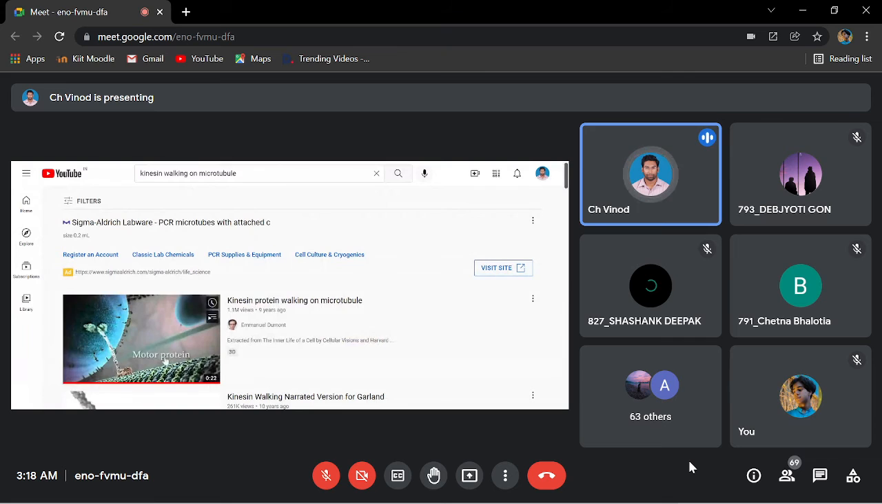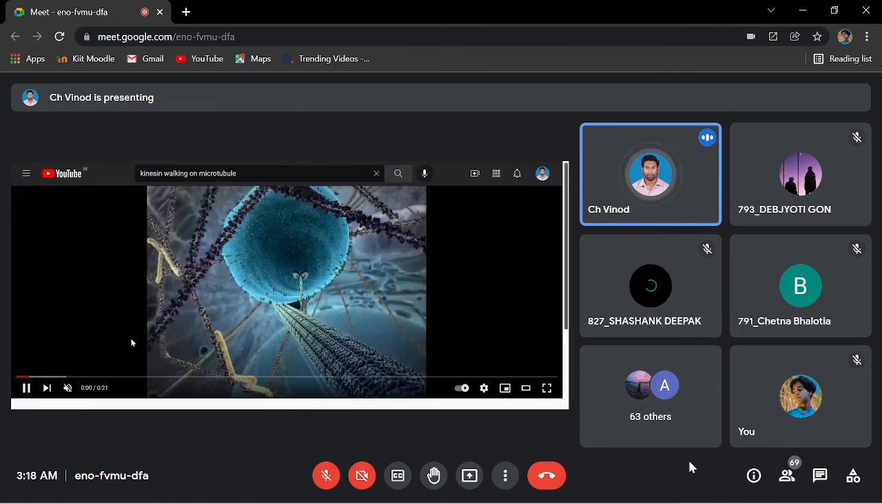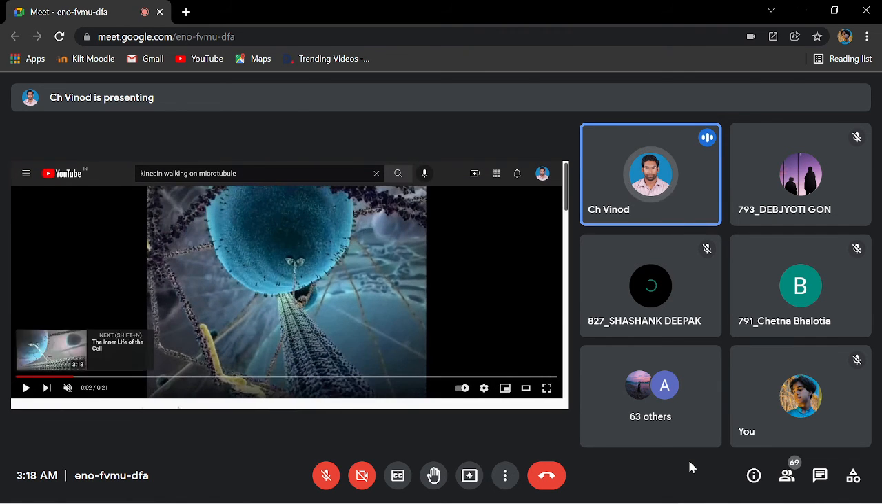Let me just share. Let's do it together. Yeah. So this is the second kind of motion that you actually find. So these are the microtubules now. These are stout, quite stout. Microfilaments are thin, made up of actin. This is made up of tubulin. So you can see there are a lot of microtubules available inside your cell.